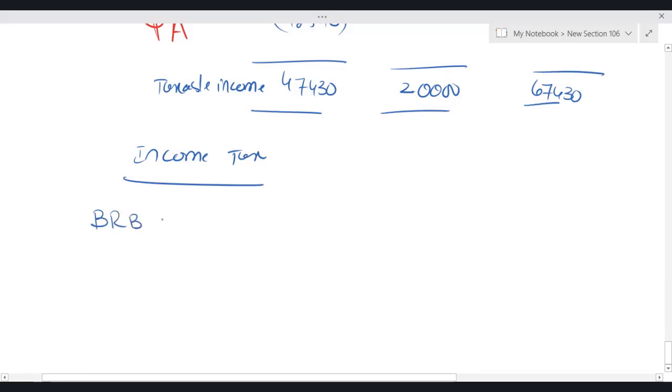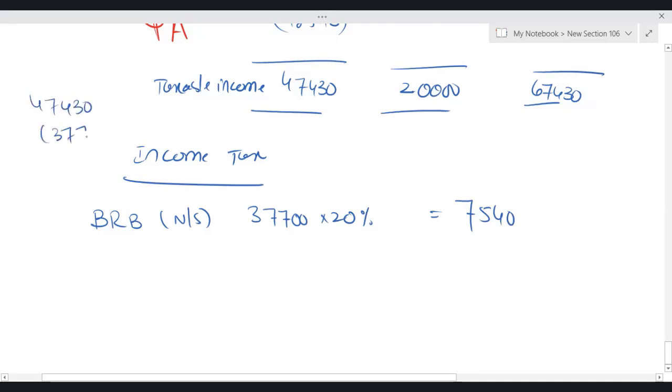Logically, basic rate band and non-saving income, 37,700 into 20%. 7,540. From 47,430, I'll deduct 37,700. Let's see how much is left for how much falls in high rate band? 47,430 minus 37,700. I'm getting 9,730.